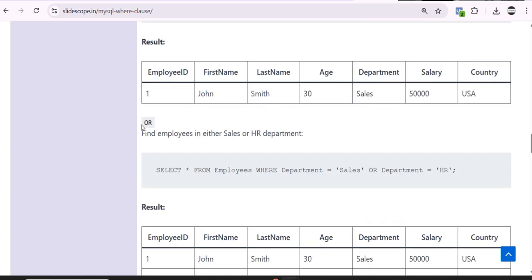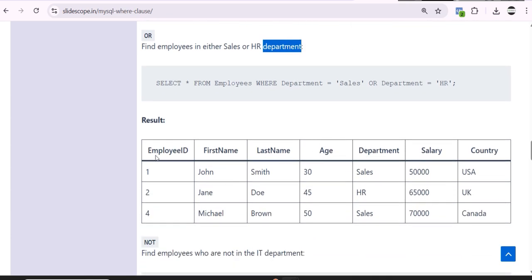Then there is the use of the or operator, where the question is to find employees in either the sales or HR department. So they are asking about department. Here only one column is in question, and that column is department. So for example, if we have employees 1 to 3 and departments sales and HR, here we will write where department is equal to sales or department is equal to HR.